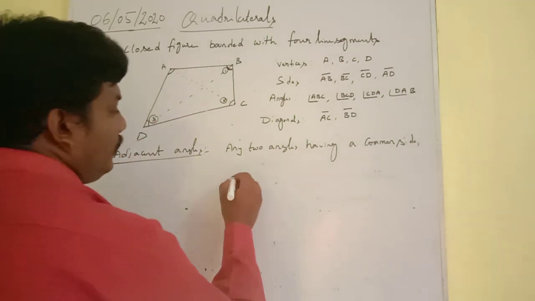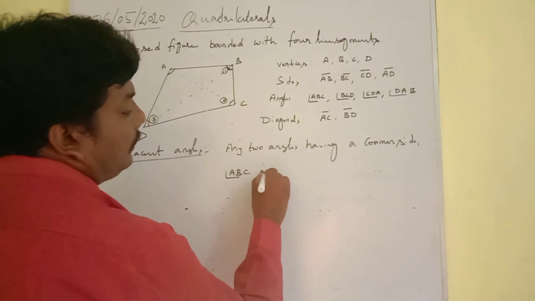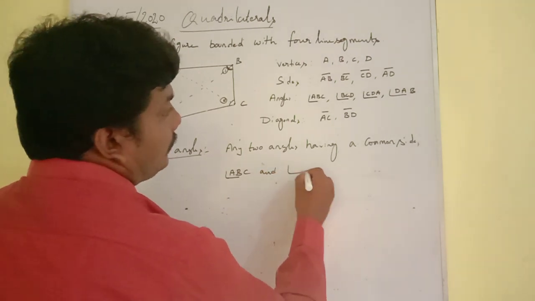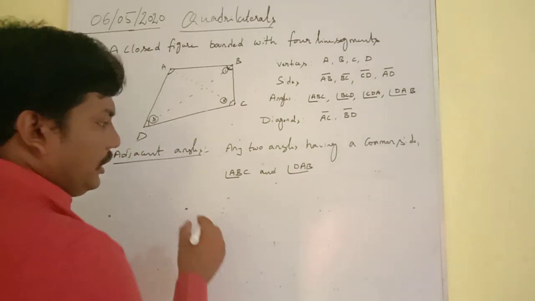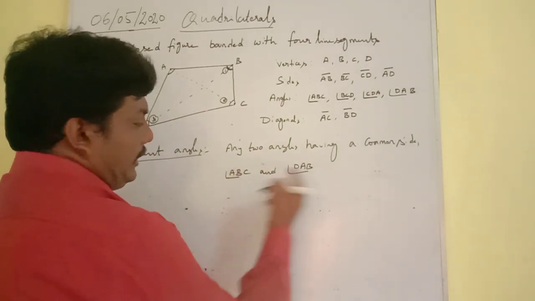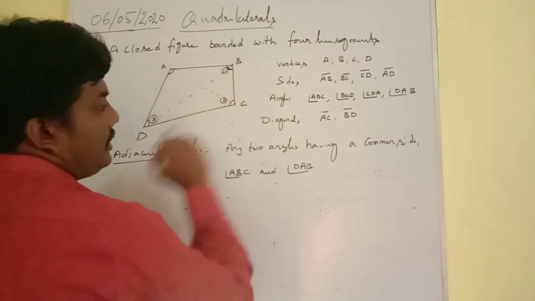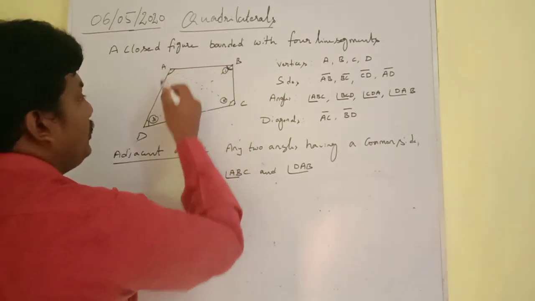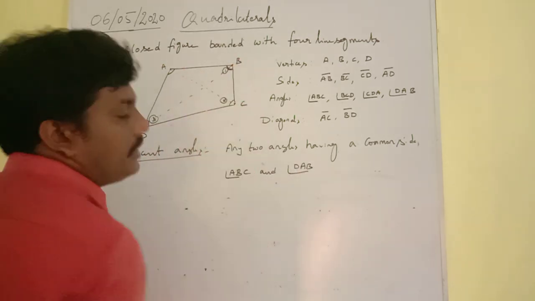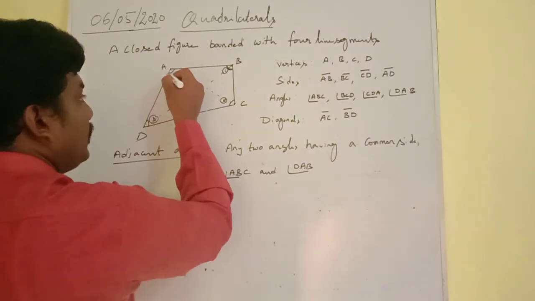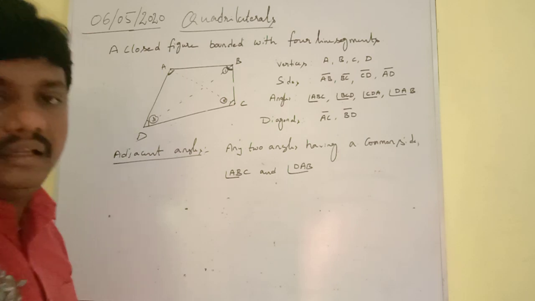So here angle ABC and angle DAB. If you see in both angles AB is common. So here AB, ABC and DAB. DAB is nothing but this one. ABC is nothing but this one. These two are adjacent angles.